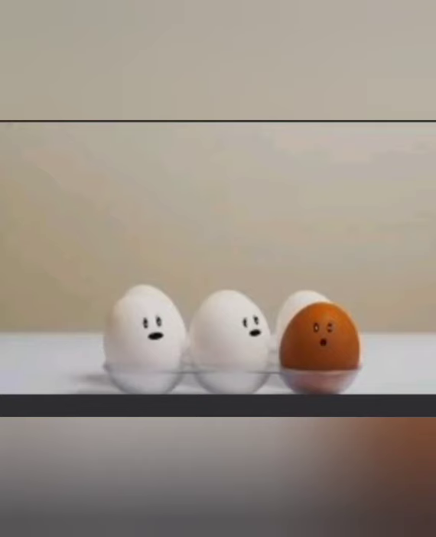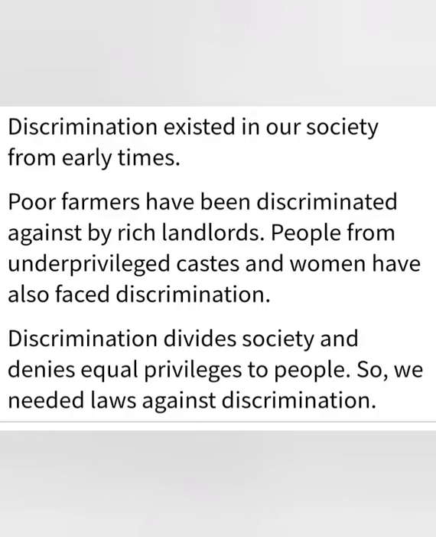Now the question arises, why was it important to challenge discrimination? Children, discrimination existed in our society from early times. Poor farmers have been discriminated against by rich landlords. People from underprivileged castes and women have also faced discrimination. Discrimination divides society and denies equal privileges to people. So we needed laws against discrimination.